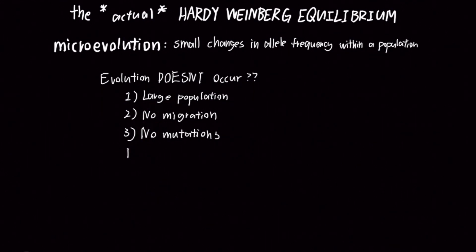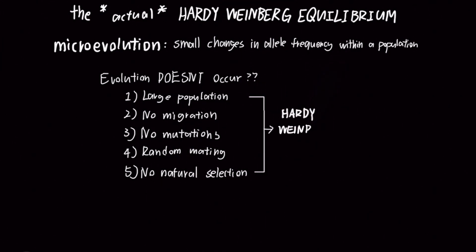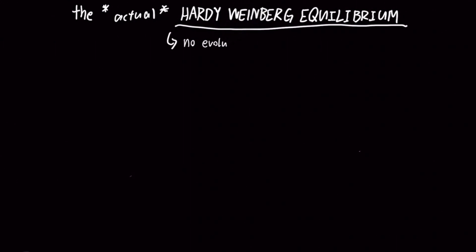Thirdly, we need no mutations to occur, so that means that no new alleles can be introduced to the gene pool. The fourth condition is random mating, so that means that there's no mating preferences between individuals. And last but not least, we got no natural selection, meaning that there's no favorable traits, so each trait is equally likely to be passed on. Now, when all 5 of these criteria are met, we call it the Hardy Weinberg equilibrium. That means that no evolution is happening at all.